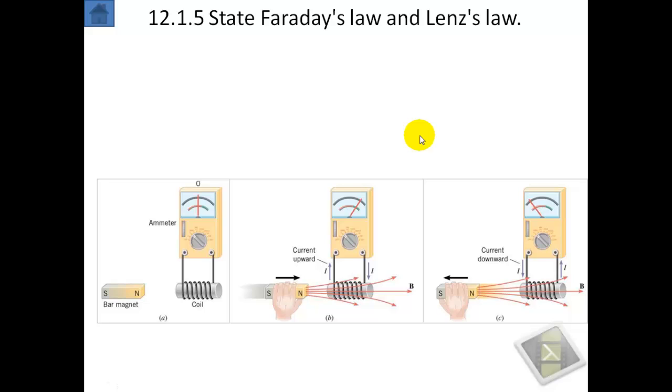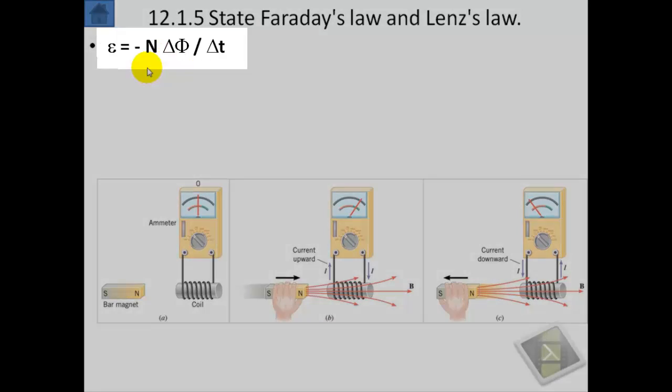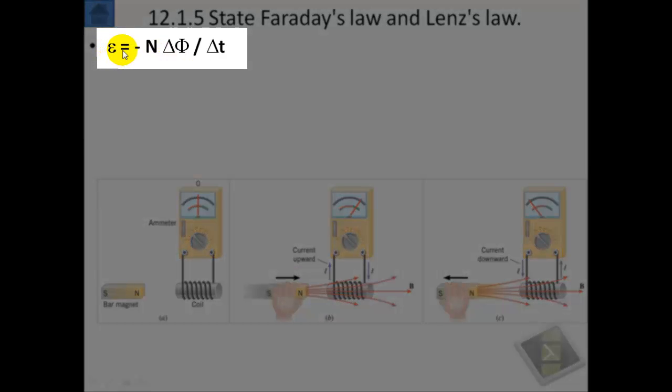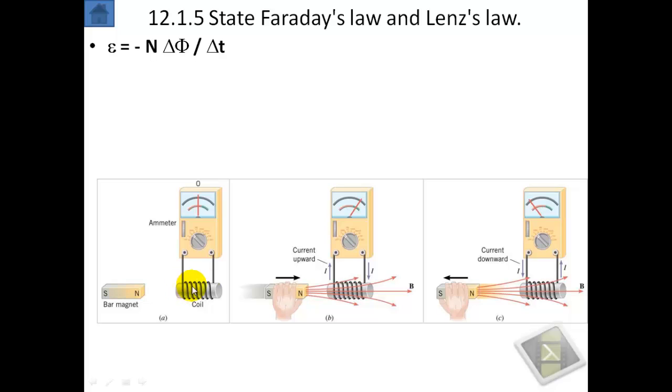What we need to do now is to state Faraday's law and Lenz's law. We know that the EMF is proportional to the rate of change of flux with time. For example, this magnet is not moving, there's no change of flux, so there is no current induced, or no EMF induced in the wire.